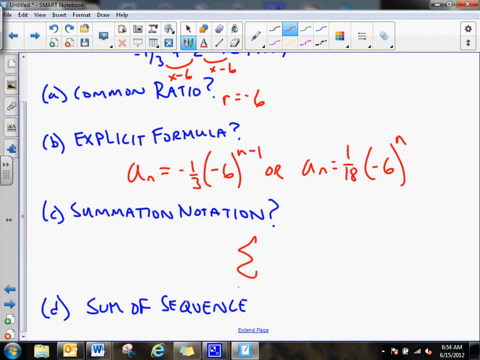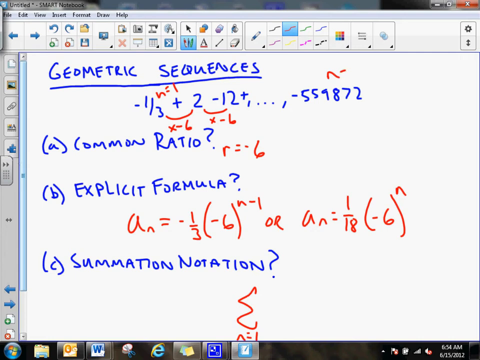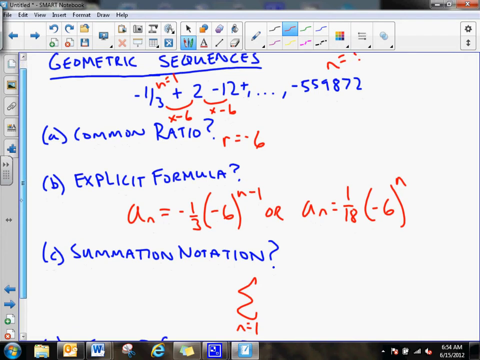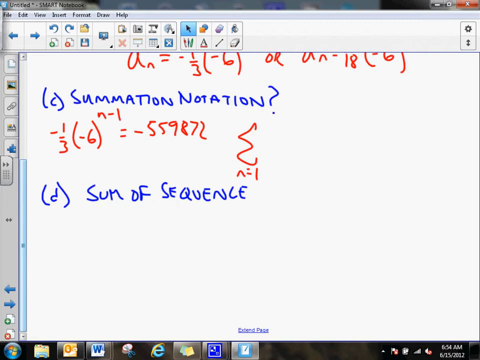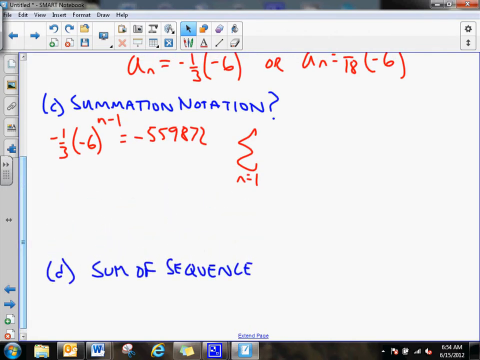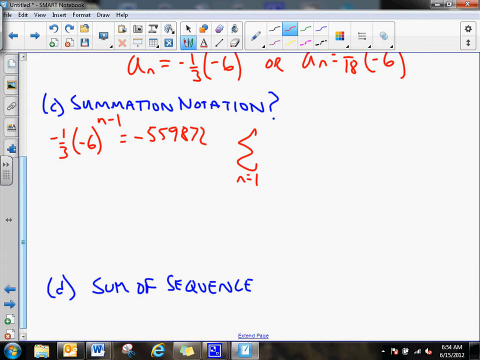All right, summation notation. Similar to what we just did, we'll start at n equals 1. But we need to find out what's the n value for this last term. So I'm going to set my explicit formula equal to that last term, negative 559,872. I'm going to give myself a little more space here. I'm going to have to do a little bit of work. All right, so I'm going to solve this. I'm going to multiply by negative 3 to undo the negative 1/3.